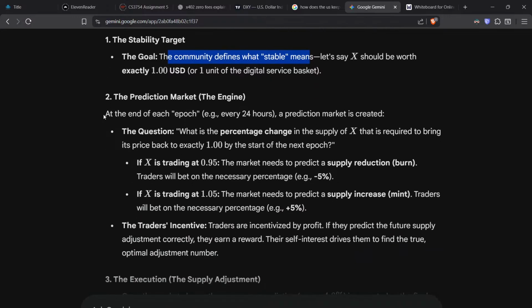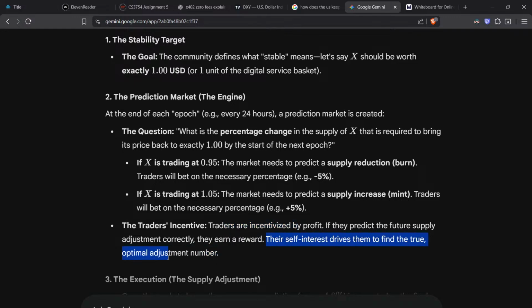The prediction market: at the end of the epoch, every 24 hours, a prediction market is created. What is the percentage change in the supply of X that is required to bring its price back to exactly 1 by the start of the next epoch? If X is trading at 0.95, the market needs to predict the supply reduction. Traders will bet on the necessary percentage. Traders are incentivized by profit. If they predict the future supply adjustment correctly, they earn a reward.